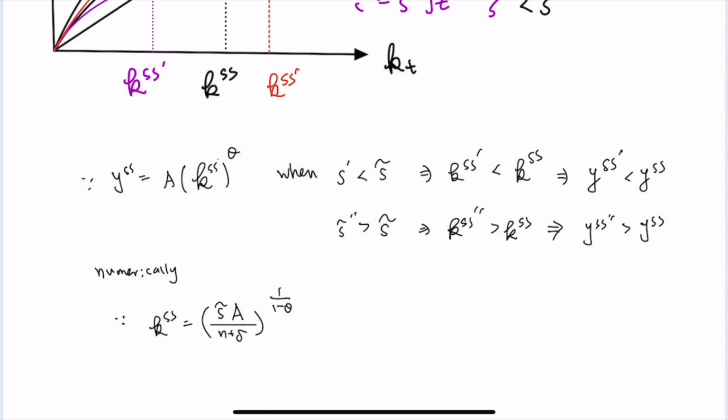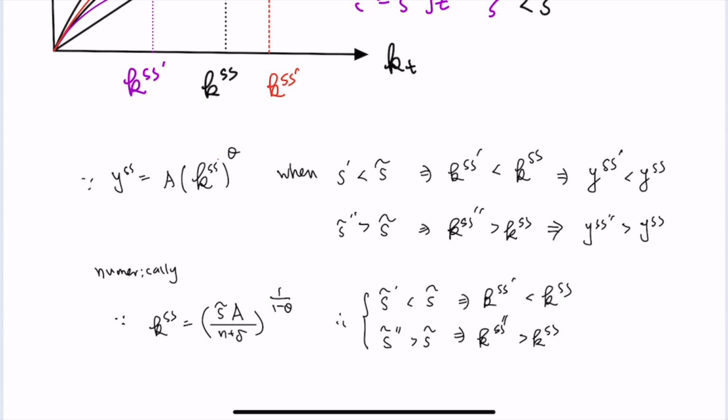So from this equation, you will clearly see that because the saving rate is in the numerator, when the saving rate is higher, the capital stock level is higher. If the saving rate is lower, then the capital stock level should be lower in the steady state.